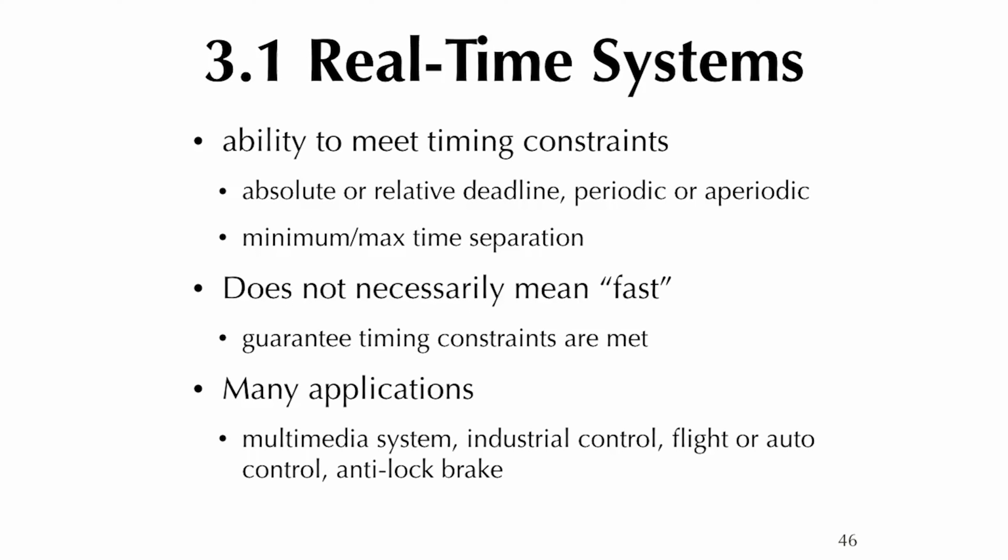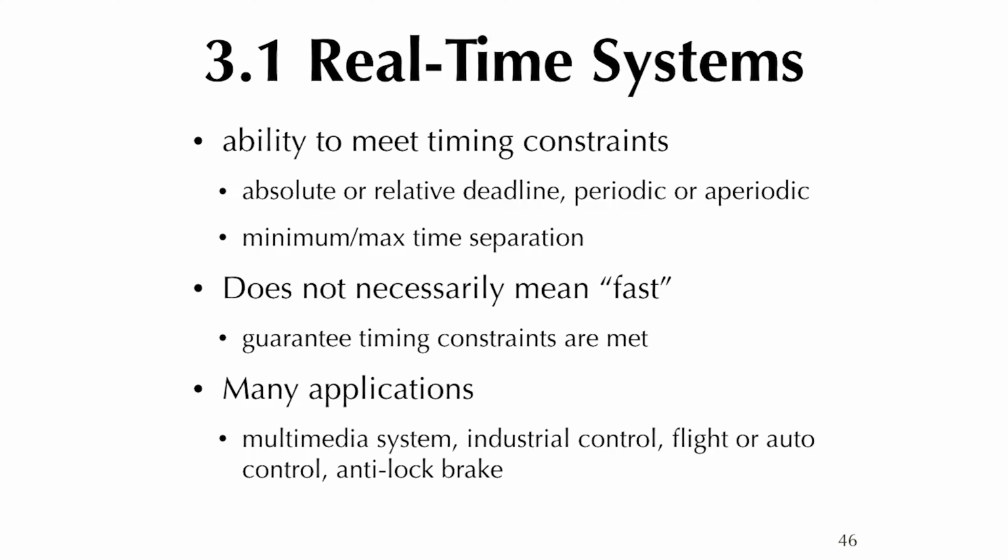What's important is it has the ability to guarantee that it can meet the timing constraints. So multimedia system, industrial control, flight control, autopilot, anti-lock brakes. Depending on the kind of application, they may have different scales of timing constraints. A lot of them tend to be a few dozen times a second. So multimedia system, you're talking about frame rates.